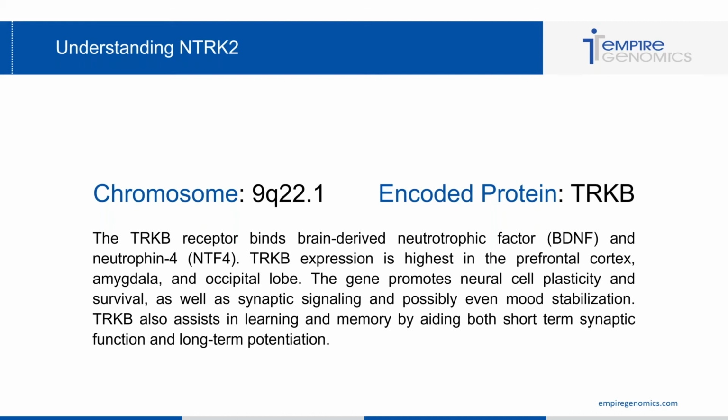TRK-B expression is highest in the prefrontal cortex, the amygdala, and the occipital lobe. The gene promotes neural cell plasticity and survival, as well as synaptic signaling and possibly even mood stabilization, again released during exercise. TRK-B also assists in learning and memory by aiding both short-term synaptic function and long-term potentiation.